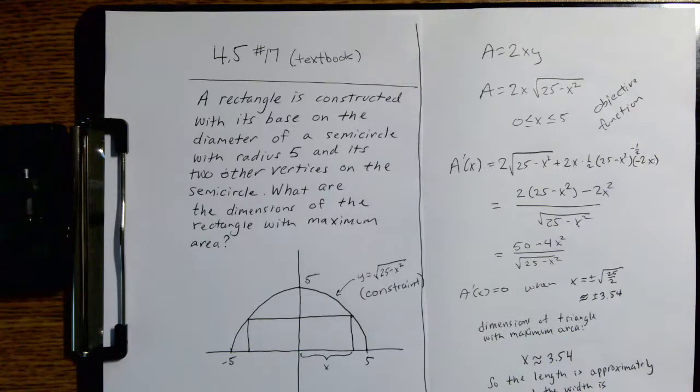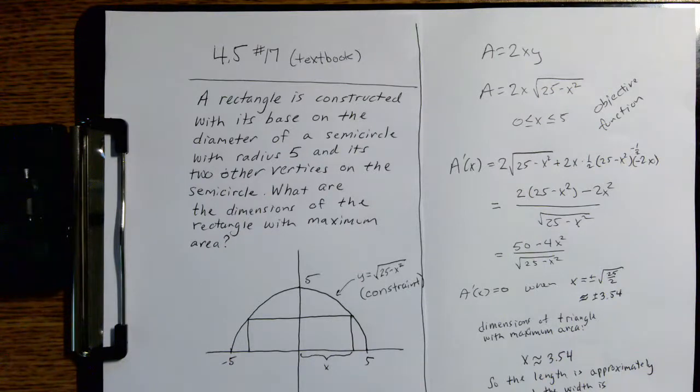It says a rectangle is constructed with its base on the diameter of a semicircle with radius 5 and its other two vertices on the semicircle. What are the dimensions of the rectangle with maximum area?